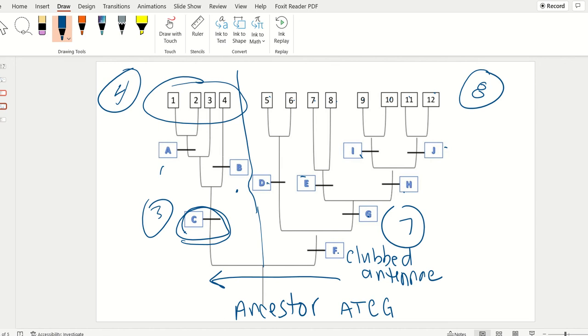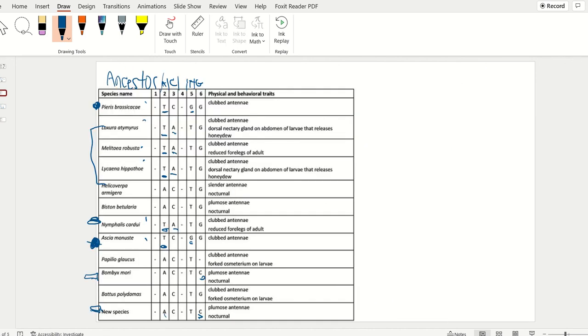And then I'm going to go back to my table and see, are there any other traits that are listed four times? Got the dorsal nectary gland. I'm seeing that two times. I have reduced forelegs. Seeing that two times. My forked osmeterium on the larvae, I'm seeing that two times. And then I'm also seeing that we have some nocturnal species here. So how many do we have of nocturnal? I have one here, two, three, four. So I also have four nocturnal species.